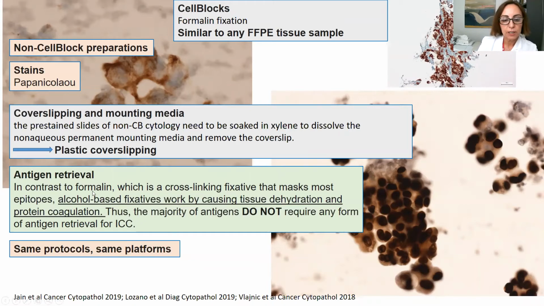And regarding antigen retrieval, in contrast to formalin, which everybody knows is a cross-linking fixative that masks most epitopes, alcohol-based fixatives work by causing tissue dehydration and protein coagulation. So the majority of antigens do not require any form of antigen retrieval. And this is very useful and very important when we use cytological samples which are fixed in alcohol. And the good point, and that has been published in the literature, is that we can use the same protocols and the same platforms that we use with paraffin samples. And actually they work very, very well.